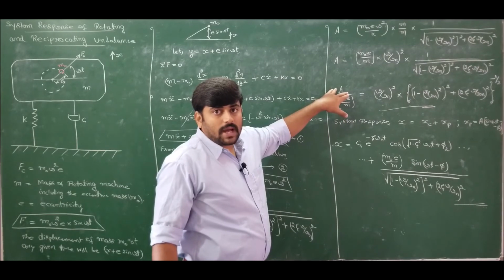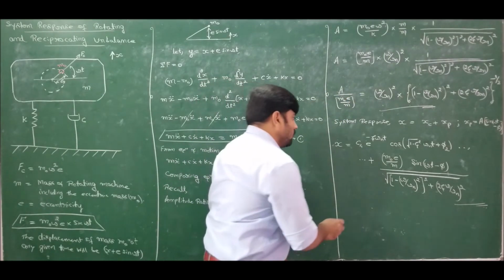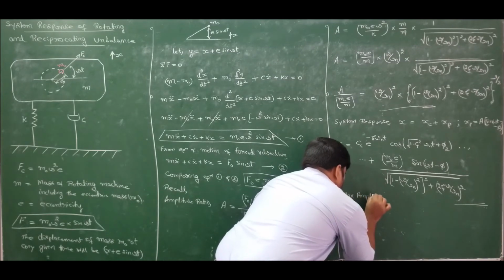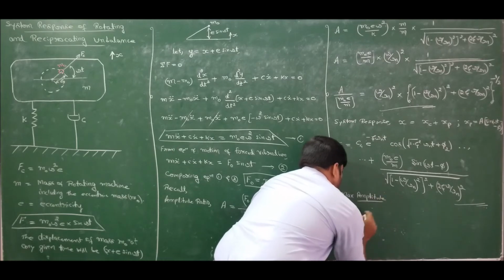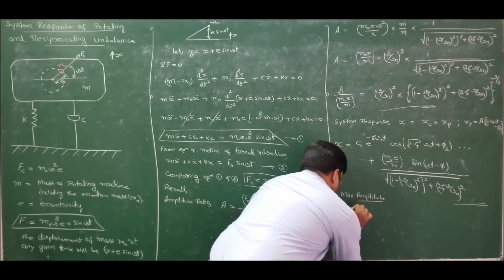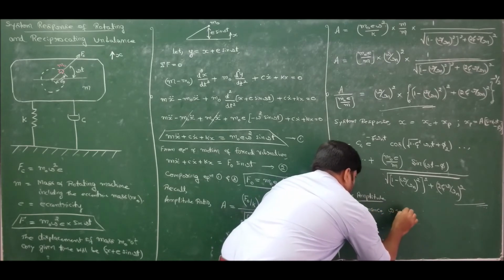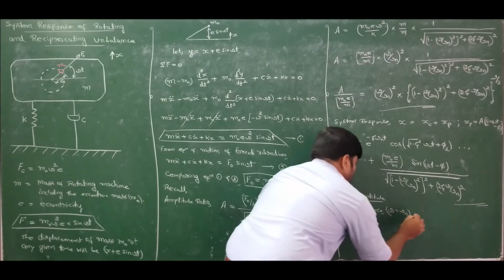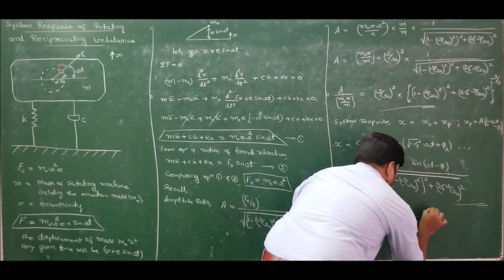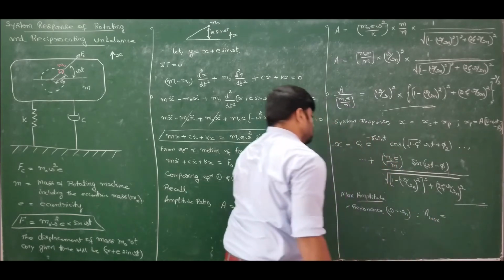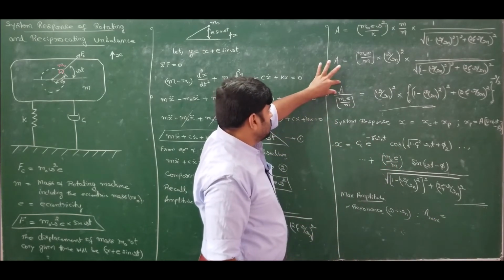Now the careful observation is that at resonance, what is the amplitude? Amplitude will be maximum at resonance, correct? So therefore maximum amplitude of vibration will become what? Maximum amplitude. Amplitude will be maximum at resonance, that is omega is equal to omega n. Hence what is the value of A max for this problem or for this discussion?